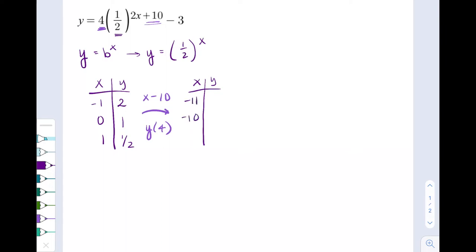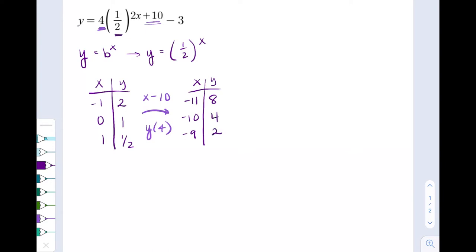0 minus 10 is -10. 1 minus 10 is -9. Okay, then to my y's, I will multiply by 4. So 4 times 2 is 8. 1 times 4 is 4. 1/2 times 4 is 2.